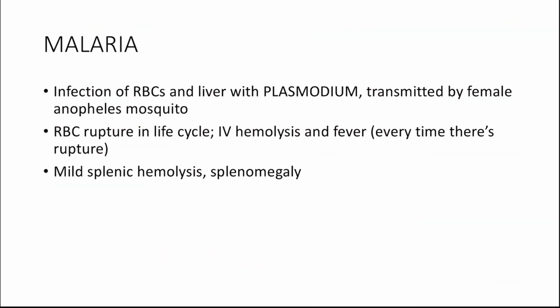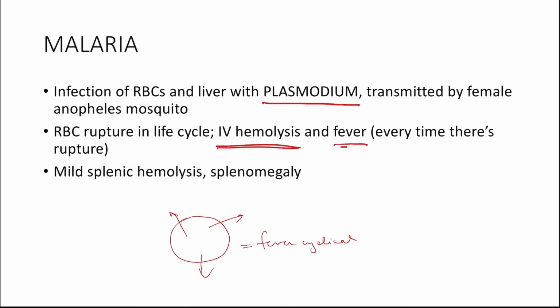Malaria. This is the last thing that we have to talk about. But basically, it's infection of the red blood cells and liver cells with Plasmodium, which is transmitted by the female Anopheles mosquito. So RBCs, when they get infected, they rupture as part of the life cycle. And when they rupture, they cause a fever, which is cyclical. And when they do, they cause intravascular hemolysis and like I mentioned, a fever.